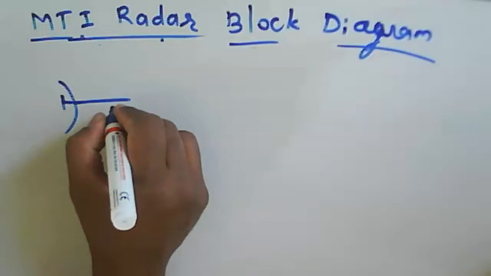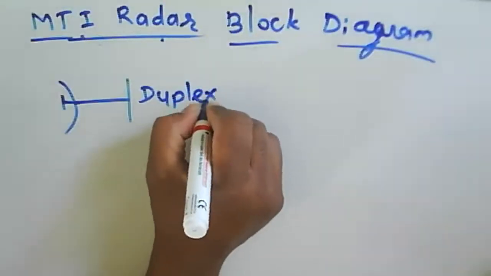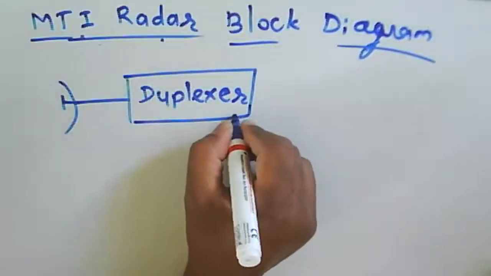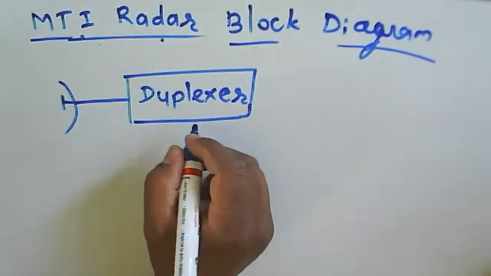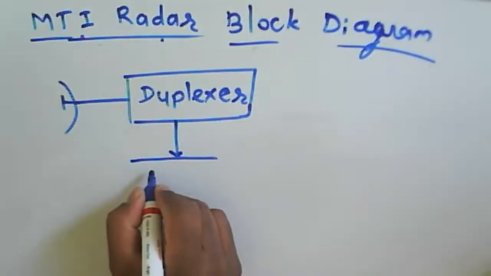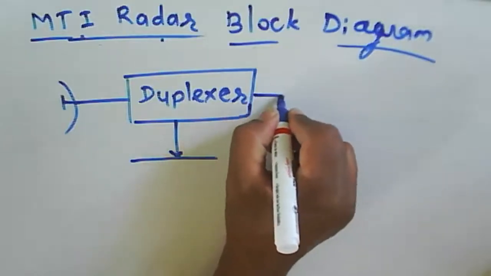Now this one is our antenna, useful for both transmitting and receiving. Then a duplexer, which acts as a switch. Switch means it will be on for transmitting and off for receiving, likewise, for on and off purposes there.